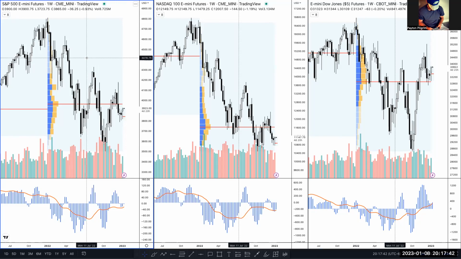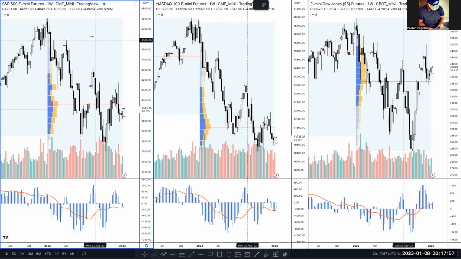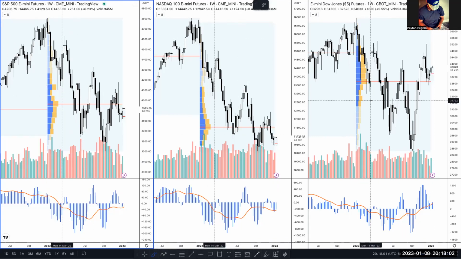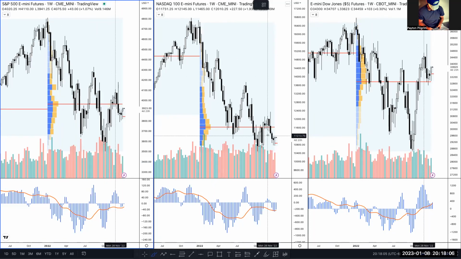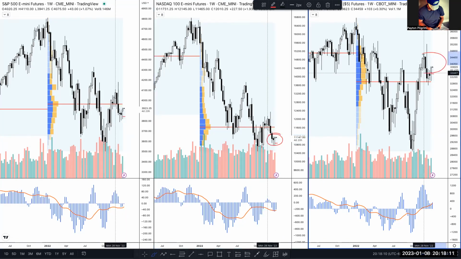All right, we're looking at the indices now. We got the S&P on the left, NASDAQ in the middle, and the Dow on the right. And I have it on the weekly chart just so I can show y'all the differences in the structure that we're seeing. Obviously they've all made a move down this year, but you can see how the NASDAQ is definitely the lowest. And then we have the Dow is up way higher, and then the S&P might be in the middle.